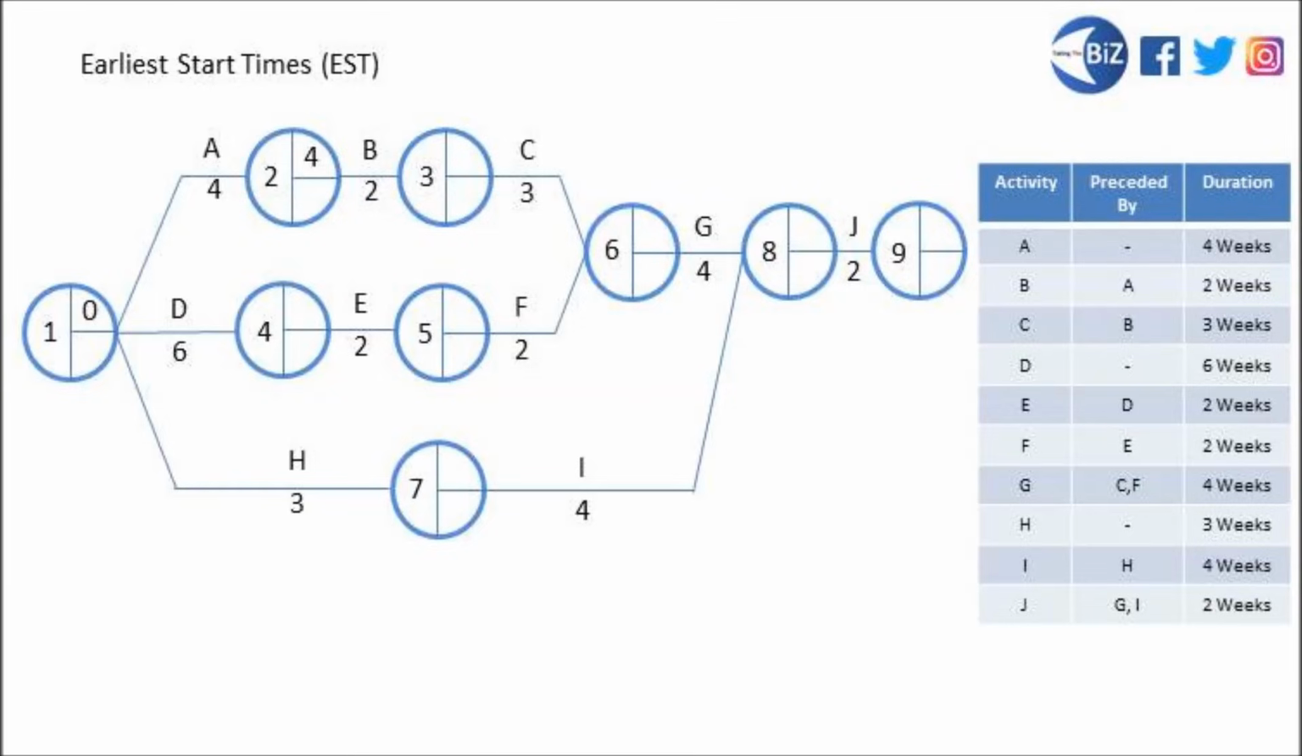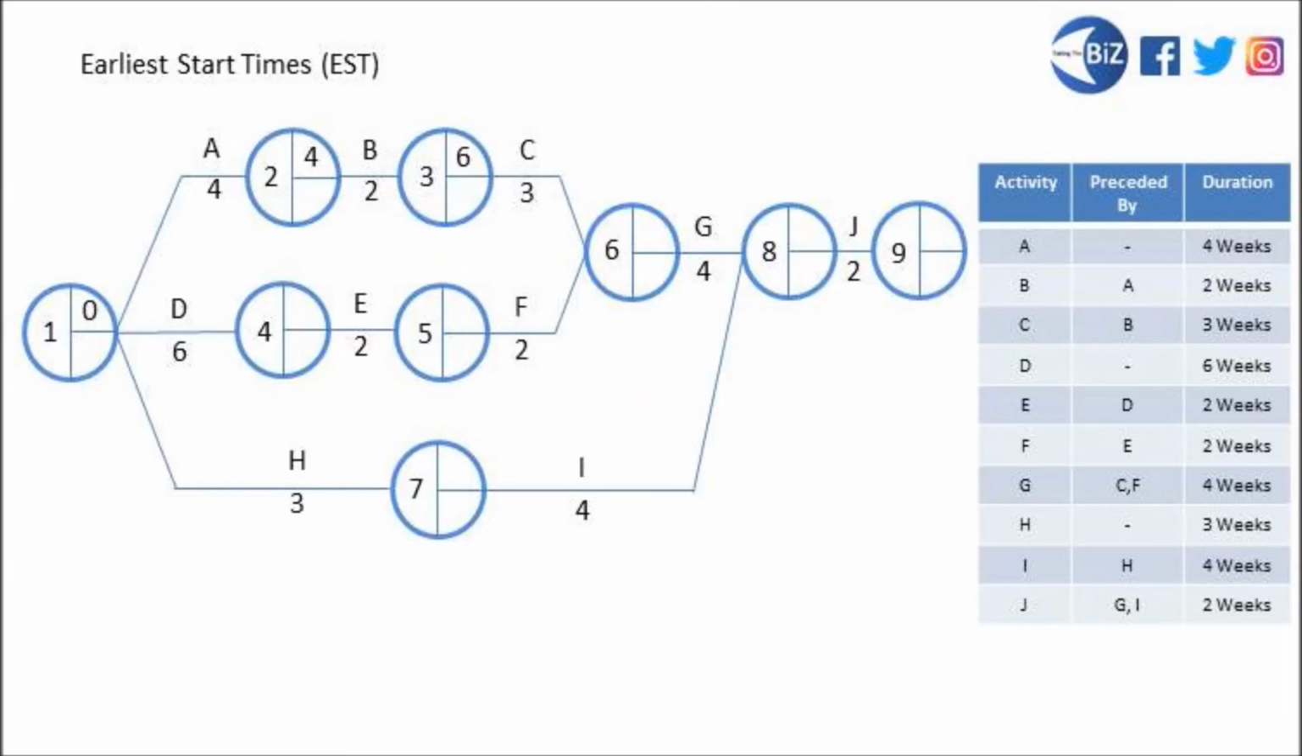We move along again, we can work out the earliest start time for activity C. So always in our nodes, we're writing the earliest start times of the activities that are about to follow. You'll see that if we take B's earliest start time of 4 weeks and add on the duration of B, which is 2 weeks, 4 plus 2 equals 6. So we write in 6 weeks as the earliest start time for activity C.